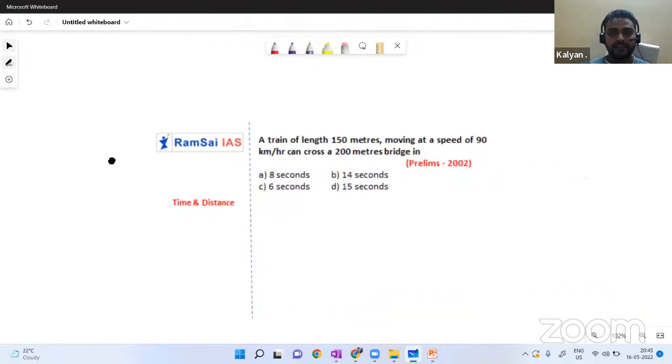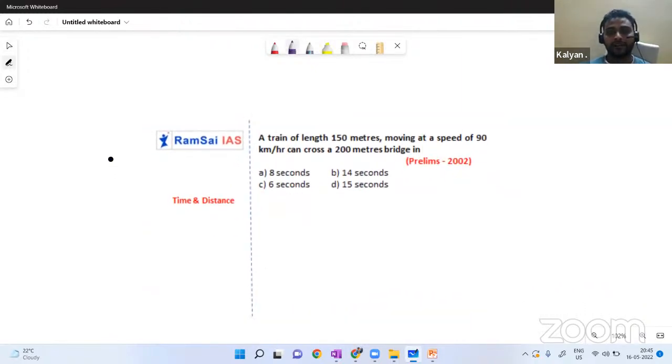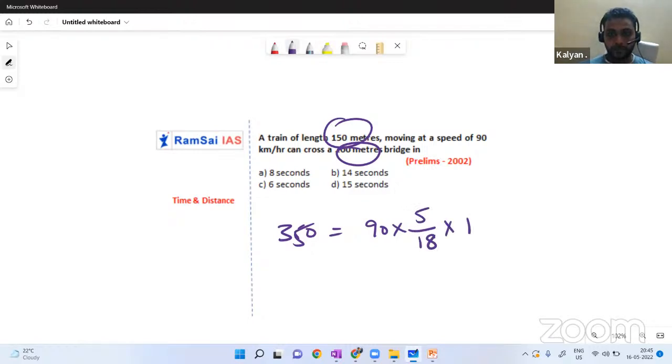And the next one: a train of length 150 meters moving at a rate of 90 kilometer per hour crosses a 200 meters bridge in dash. So with a bridge, the total distance will be length of train plus length of bridge, that is 350 meters, is equal to speed 90, but you have to convert it into meter per second. So do the calculation. 0 0 cancel, 9 ones, 9 twos, 5 sevens. So 7 into 2, 14. 14 seconds, option B is the answer.